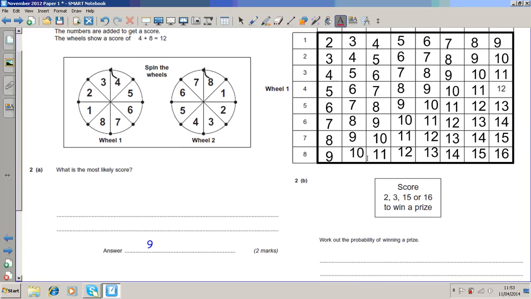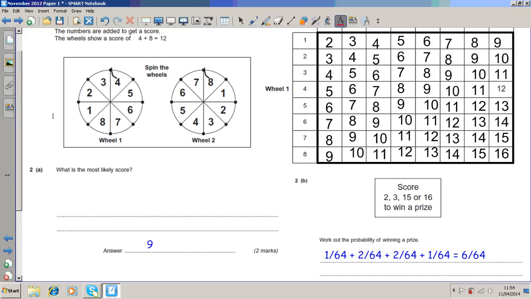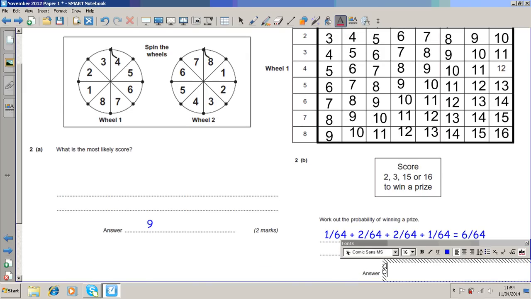Well, the probability of getting a 2 is 1 out of, we've got 8 by 8, so 64 altogether. So we've got 1 out of 64 of getting a 2. Of getting a 3, we've got 2 out of 64. And 15 is 2 out of 64. And 16 is 1 out of 64. So altogether, you've got 6 over 64. I'd stop there. That's fine by me. 6 over 64 gives you the answer.